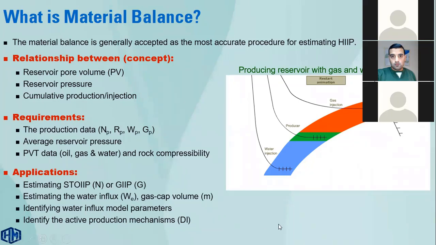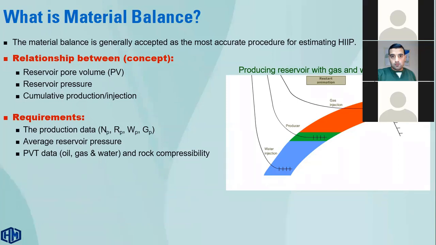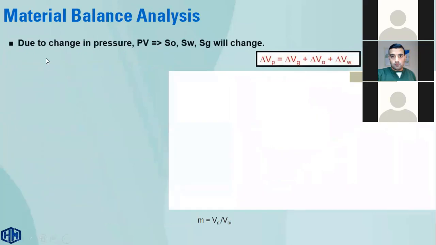Estimate the We or water influx, and M, the gas cap volume. Also, it's a very important tool to identify the production mechanism or driving index related to the active production driving mechanism. Simply, material balance is the total change in reservoir volume, which will be the change of reservoir gas volume plus oil volume plus water volume.